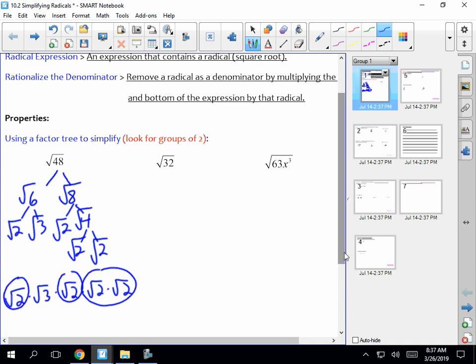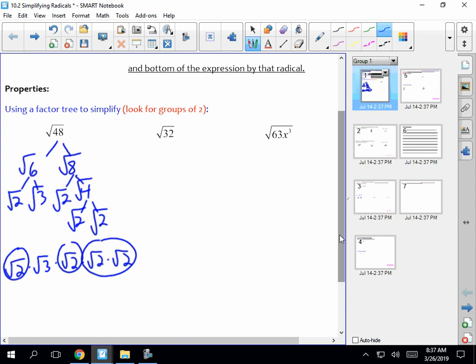And anytime you have a pair, here's what it looks like. Square root of 2 squared, that's what this would be. And what happens to the square root when you square it? It does go away. So this would just equal 2. So every time you have a pair, you have a perfect square. So root 2 times root 2 is just 2.